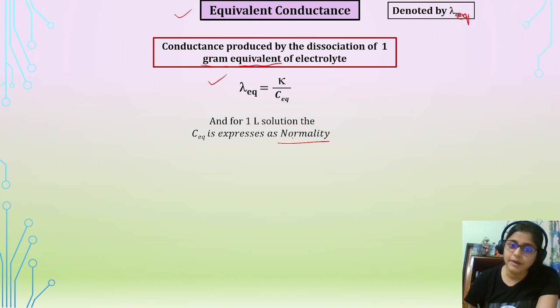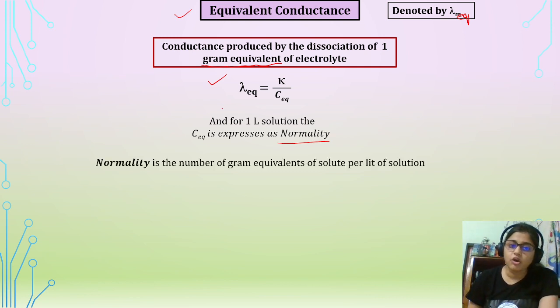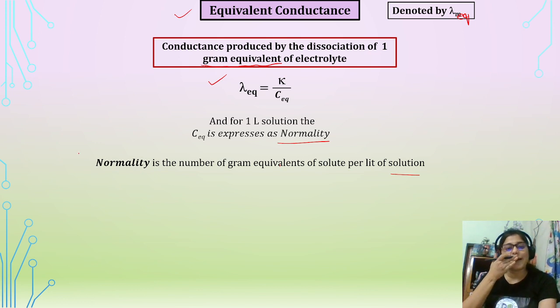So we have the conversion of molarity to normality, everything we have read about. What is normality? Normality is the number of gram equivalents of solute per liter of solution. In most cases, concentration in equivalents is expressed in normality, as you can see in the questions. So you have to have an idea about normality and molarity here.